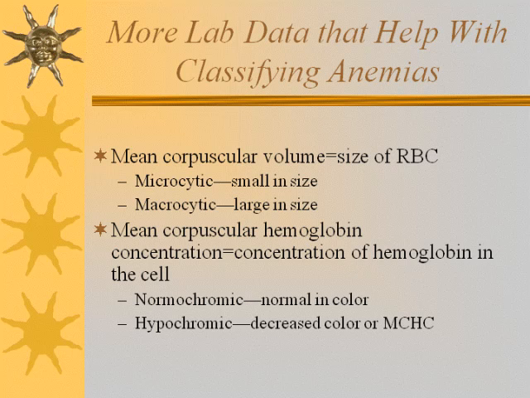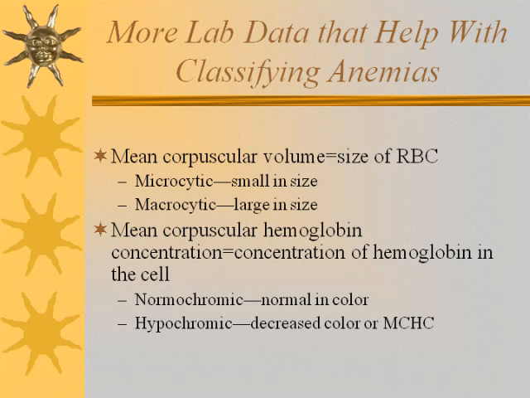Some other lab data help with classifying what type of anemias someone may have. A very important value I would like for you to know is the MCV, or the mean corpuscular volume. Basically, with the MCV, we're looking at the size of the red blood cell. How big is it? Is it normal in size, or is it too small or too large? The normal MCV count should be anywhere from 85 to 100. If it's less than 85, then it's microcytic, or small in size. If it's greater than 100, it's macrocytic. Again, if it's anywhere between 85 and 100, then it's normal.